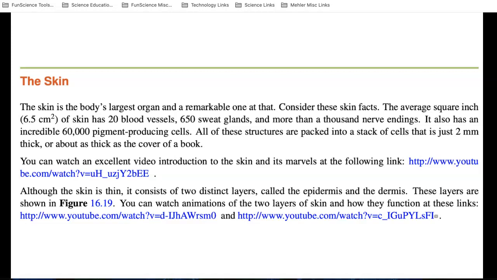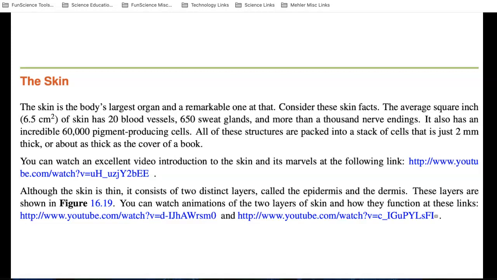Consider this: one 6.5 centimeter square area, or a square inch, has over 20 blood vessels, 650 sweat glands, and more than 1,000 nerve endings. It has an incredible 60,000 pigment-producing cells, and all of these are packed into a bunch of cells that are just 2 millimeters thick, as thick as the cover of a book. It's a good video here that you can watch, but it's just amazing.